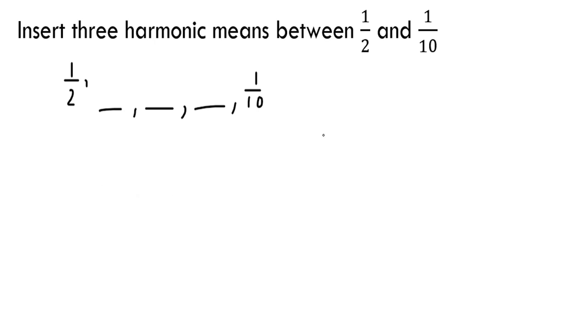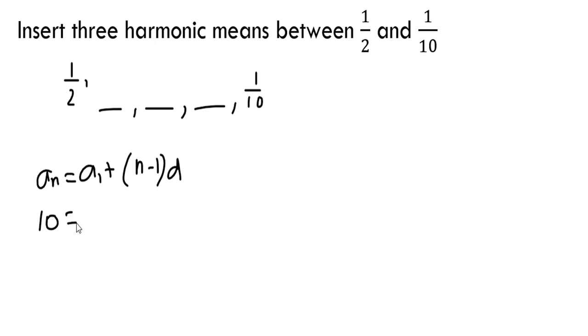Kanina, ginamit natin yung formula ng arithmetic sequence para hanapin yung 10th term. Gagamitin natin ngayon yung formula ng arithmetic means para hanapin yung harmonic means. Ano nga ba ulit yung formula? Yung formula ay a sub n is equal to first term plus the quantity of number of terms minus 1 times d. Ano yung last term? 10, kasi 1 over 10, kunin natin yung denominator na 10.